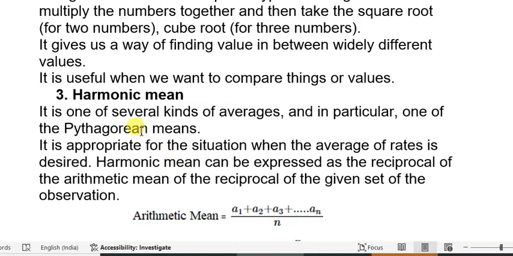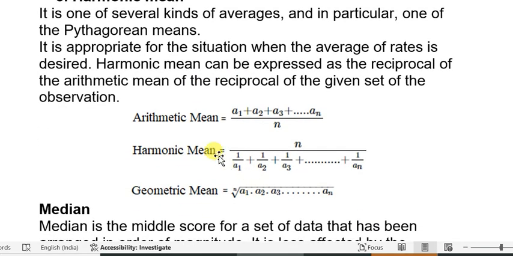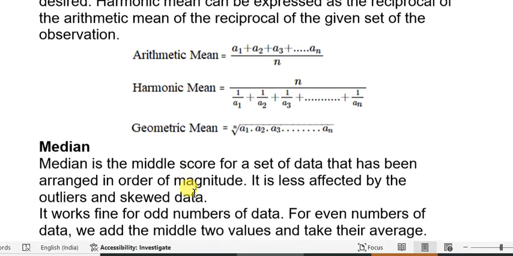Harmonic mean. It is one of several kinds of averages, and in particular one of the Pythagorean means. It is appropriate for situations when the average of rates is needed. Harmonic mean can be expressed as the reciprocal of the arithmetic mean of the reciprocals of the given set of observations. Arithmetic mean, harmonic mean, and geometric mean.